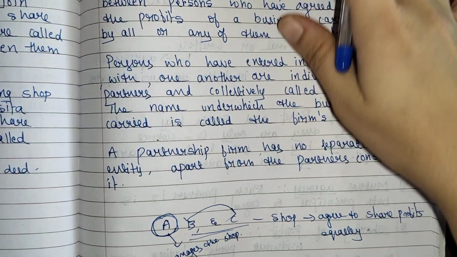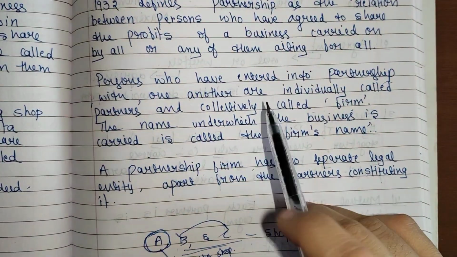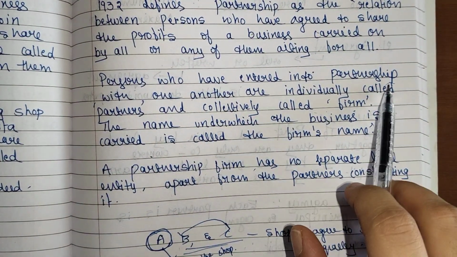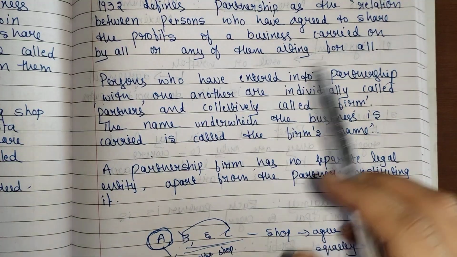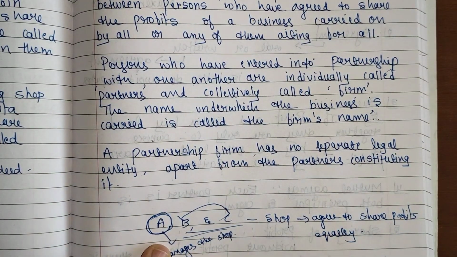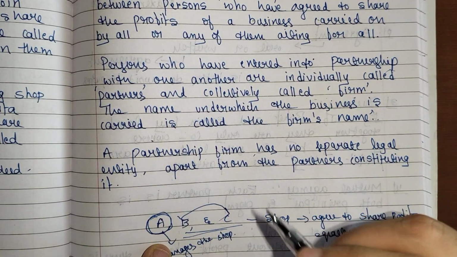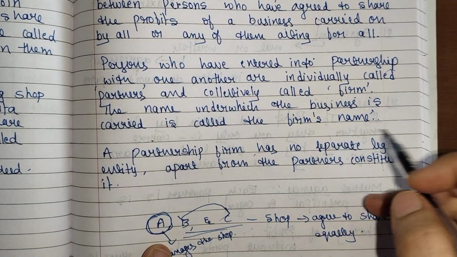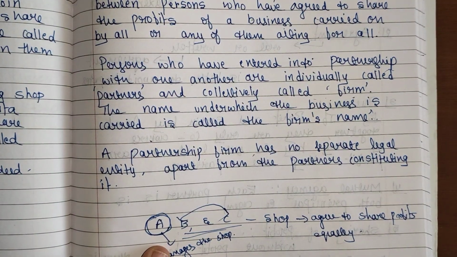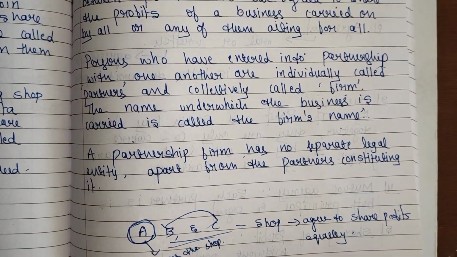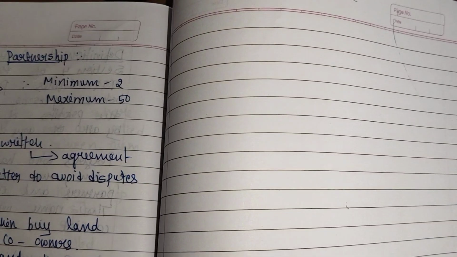This is the definition of partnership, and here persons who have entered into partnership with one another are individually called partners and collectively called the firm. And the name used for running the business is called the firm's name. Clear? So I hope till here it is clear to you all. Now let's see the essential features of a partnership firm.